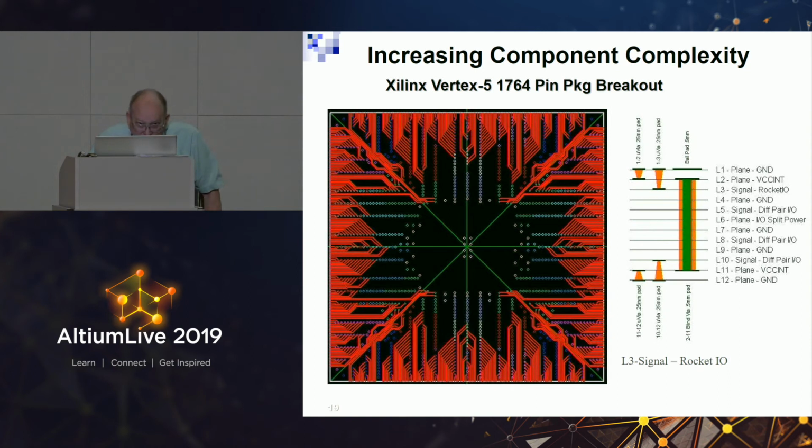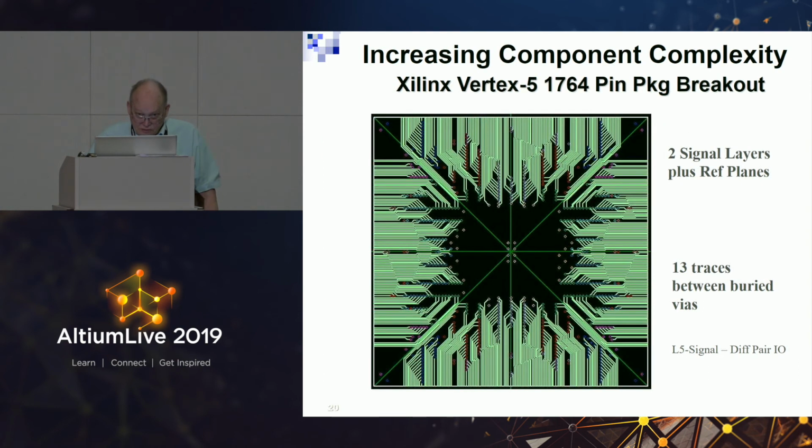Okay, so on layer 3 is the Rocket I/O, and these are the Rocket I/O, which are all the single-ended devices. They are on layer 3. All of the differential pairs are in layer 5, and these are all the differential pairs. So the Virtex manual says for you to do this in 6 layers.